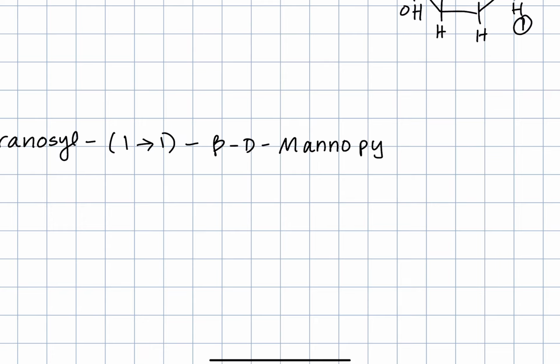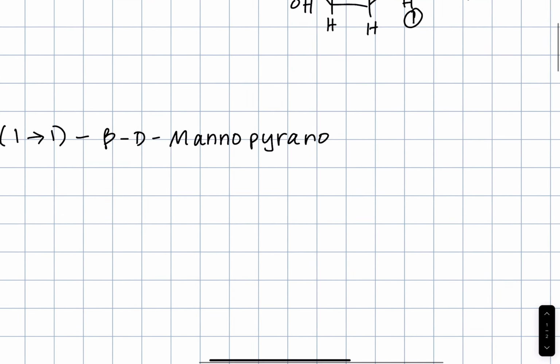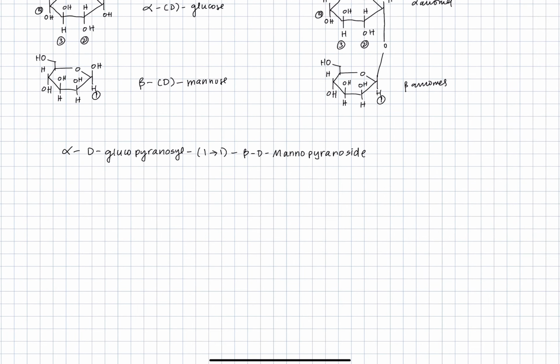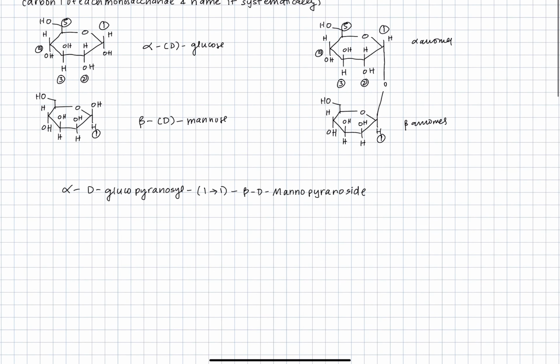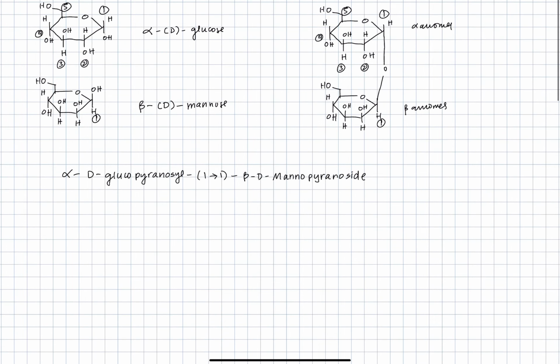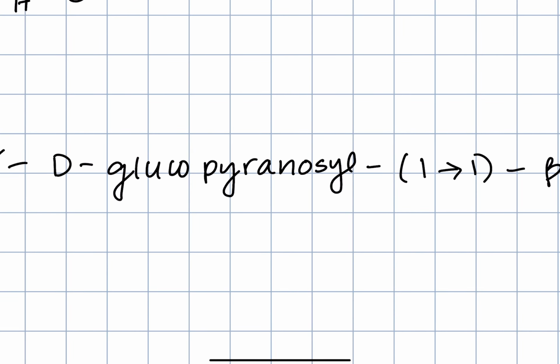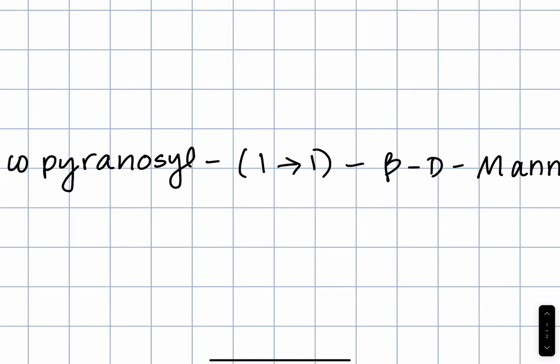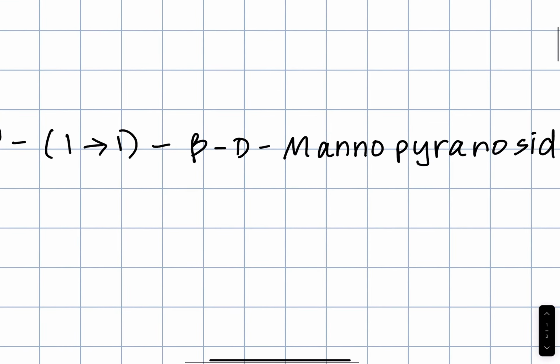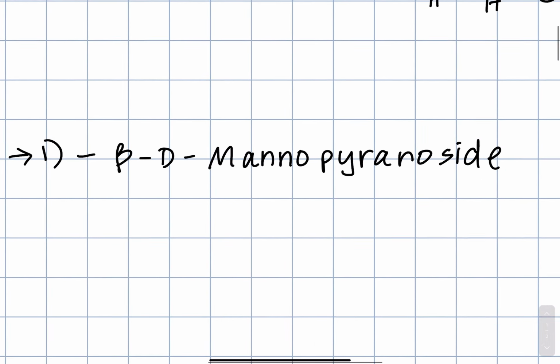Again, we're adding the pyrano because it's an aldose, and we know that for the second sugar that we have here, because the order doesn't matter, but I just decided to have mannose, we are going to add the suffix "side". And here we have the full name. It's going to be alpha-D-glucopyranosyl, and then this is the glycosidic linkage from carbon 1 to carbon 1, beta-D-mannopyranoside.